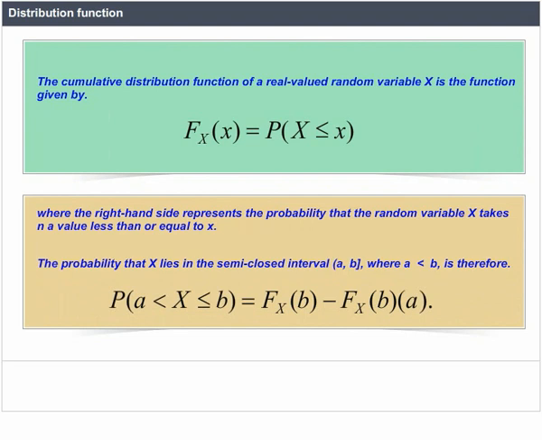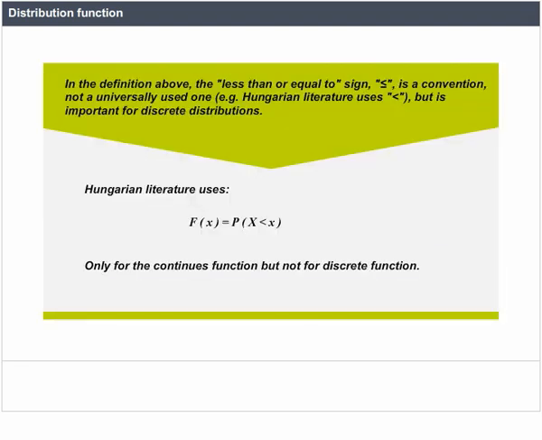The probability that x lies in the semi-closed interval (a, b], where a less than b, is therefore probability of a less than x less than or equal to b, equal to F of b minus F of a. In the definition above, the less than or equal to sign is a convention, not a universally used one. For example, Hungarian literature uses less than, but this is important for discrete distributions.